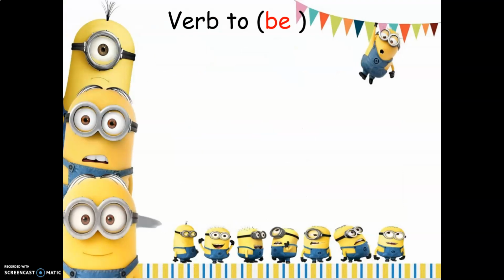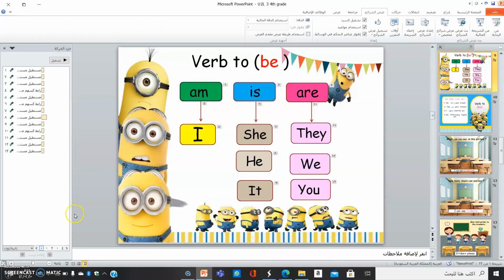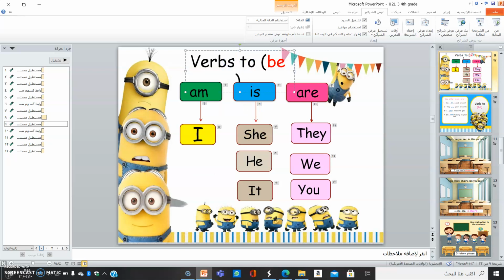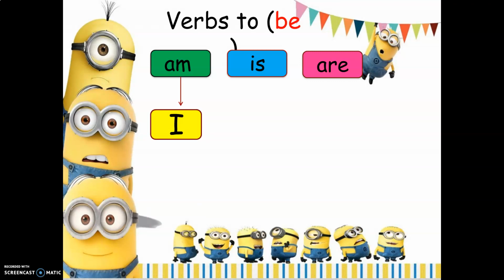Now we have verb to be. We have am, is, and are. We have verbs to be, girls, here. Again, am, is, and are. When can I use am? If the personal pronoun is I, I am.